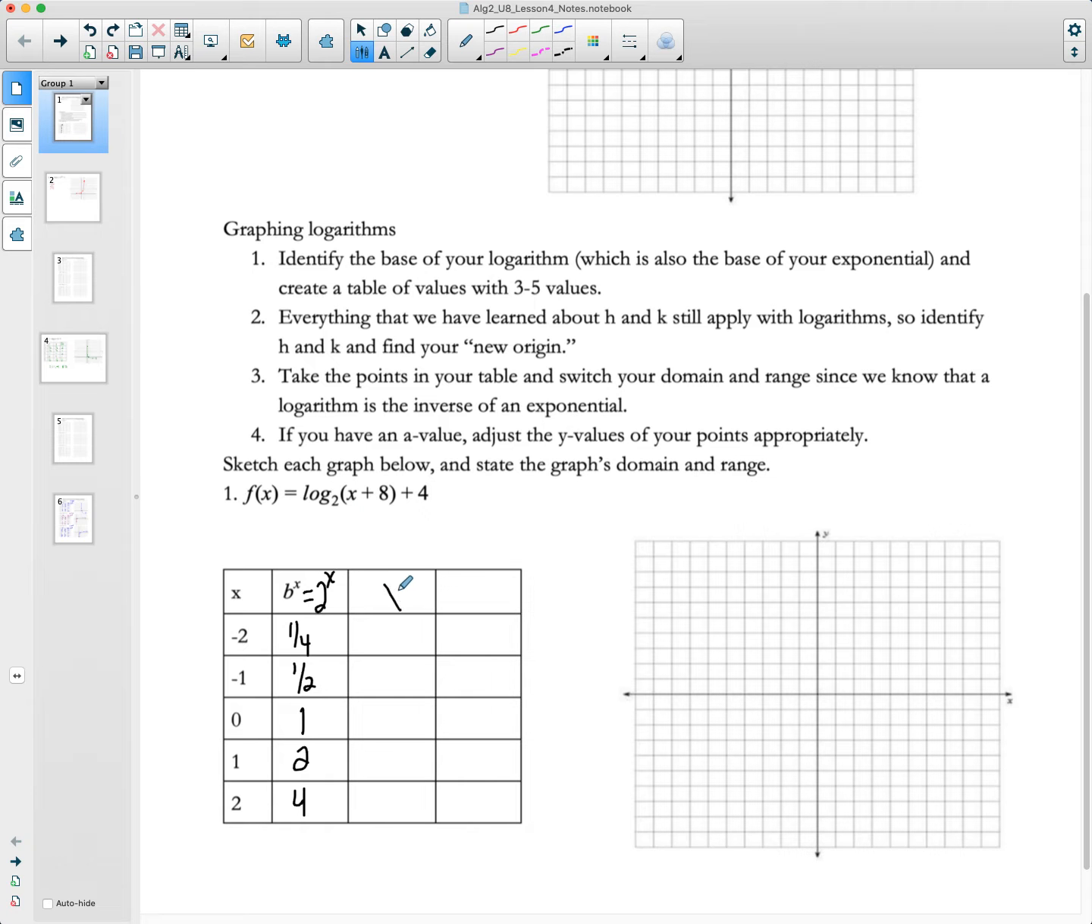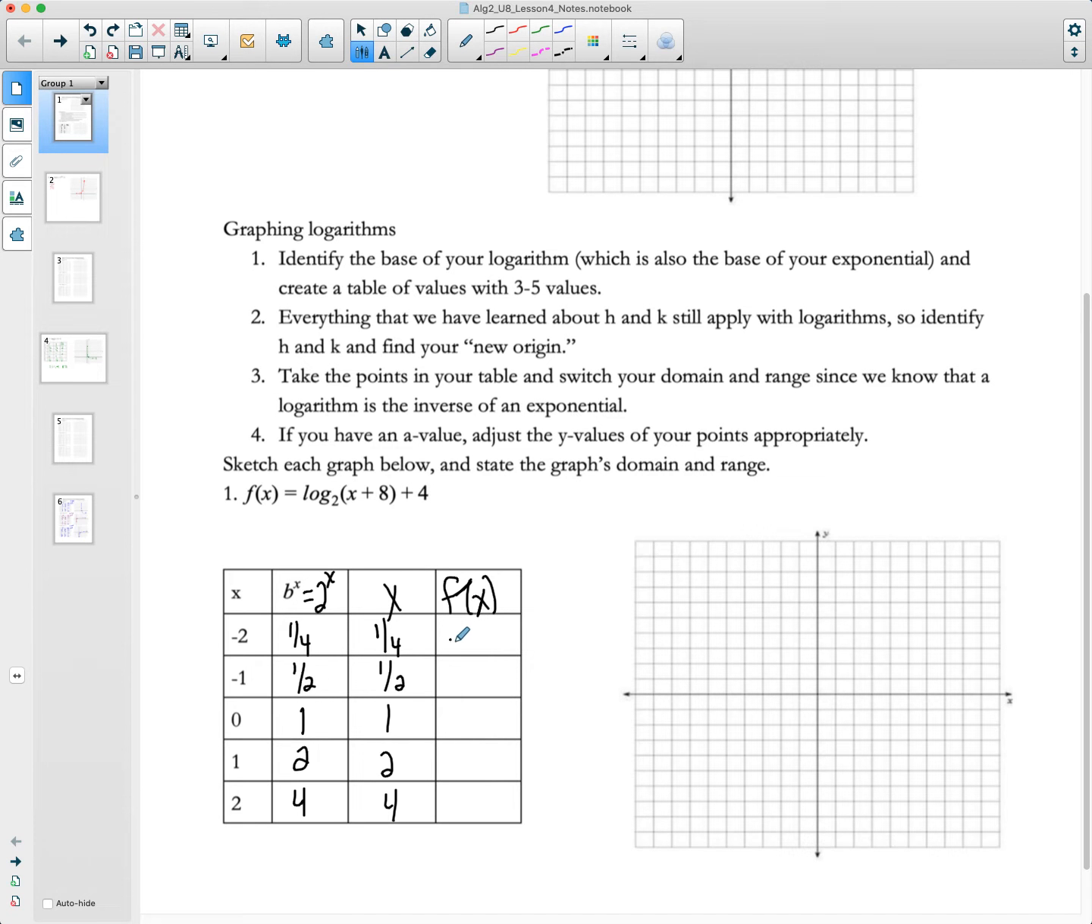All right, so if we think about that, the logarithm has a domain, and then f of x, which is that log, has a range. So what we know is that the range of our exponential becomes the domain for our logarithm. So that means my domain is now going to be 1/4, 1/2, 1, 2, and 4.